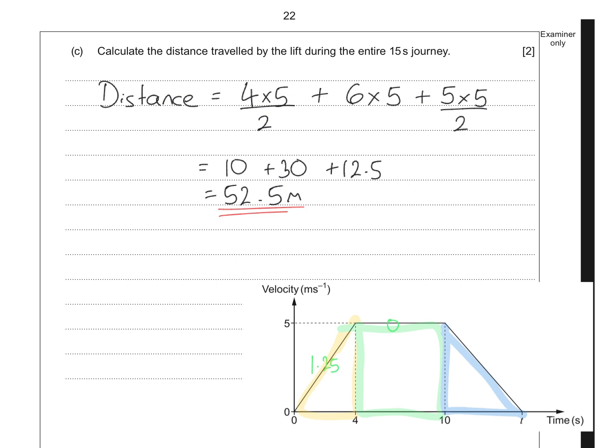Lovely. It is a trapezium also, so you could do the sum of the parallel sides divided by 2 multiplied by the distance between them. So you would do 15 plus 6 divided by 2 times 5, that would get the same answer.